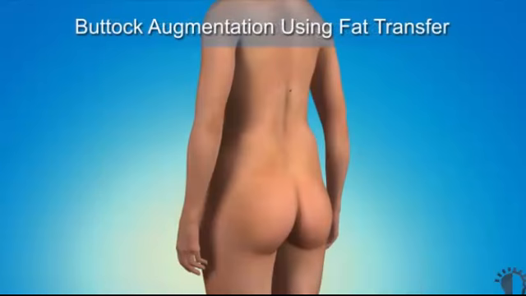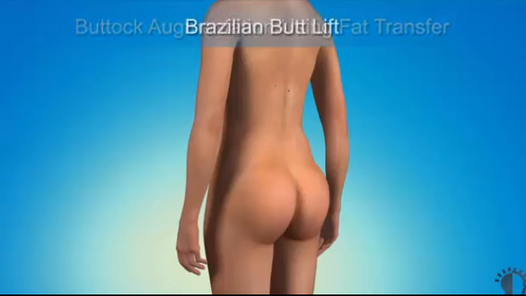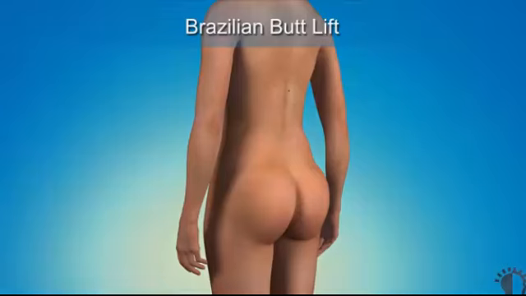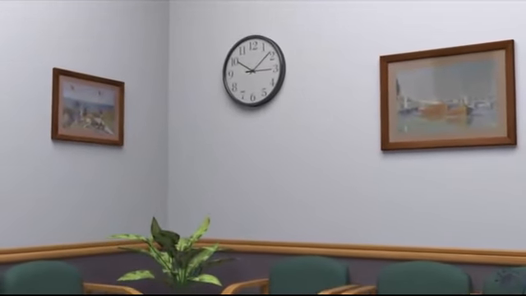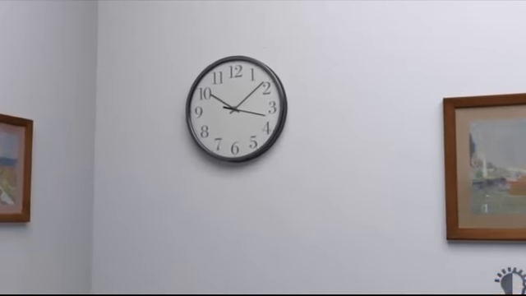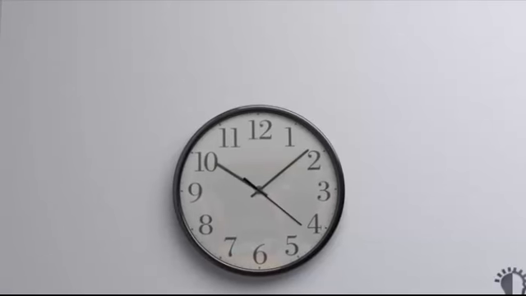Weight loss, aging, and heredity may cause you to be unhappy with the size and shape of your buttocks. A buttock augmentation using fat transfer can help add volume and create a more youthful, shapelier appearance. This animation will highlight a fat transfer procedure used for buttock augmentation, also known as a Brazilian butt lift. A buttock augmentation by fat transfer may last approximately 1 to 4 hours, depending on the complexity of the procedure and whether an additional procedure is performed at the same time.